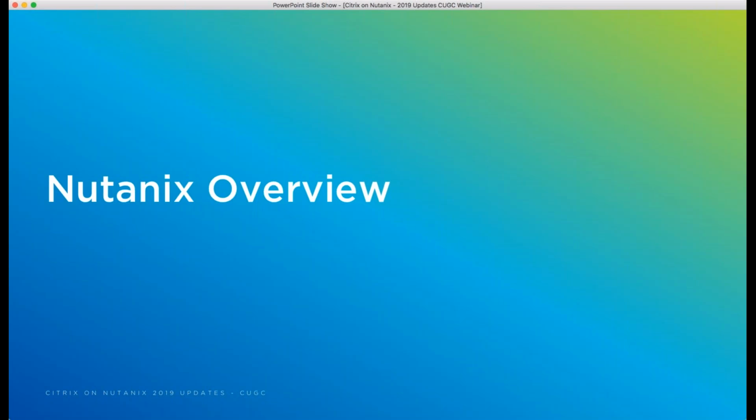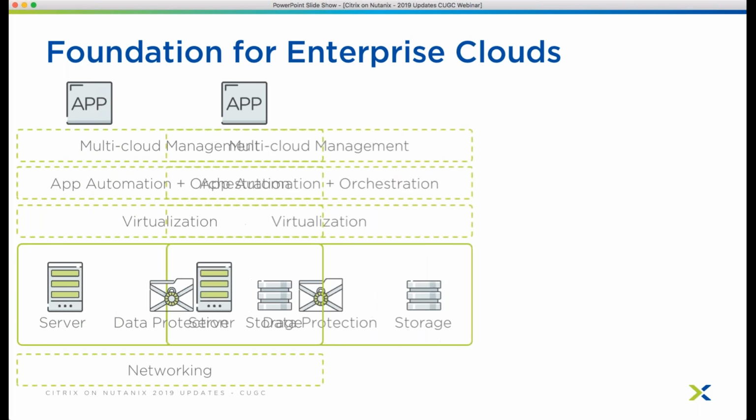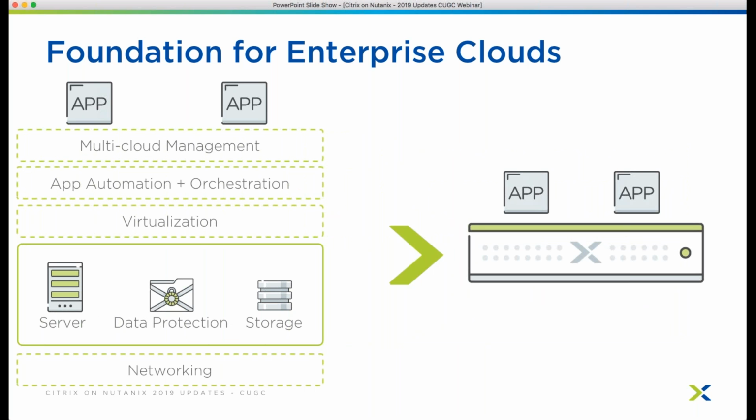So, Nutanix overview. Again, some of you may already have Nutanix, but for those of you that are new to Nutanix, I'll just do a quick overview. Our architecture is a foundation for enterprise clouds, taking everything from the management, automation, orchestration, virtualization, the storage, the data, the servers, and converging that into a single appliance to run your apps on. From a Citrix standpoint, this is basically EUC in a box, as we call it, and being able to add more nodes like building blocks as you scale up and increase your infrastructure.